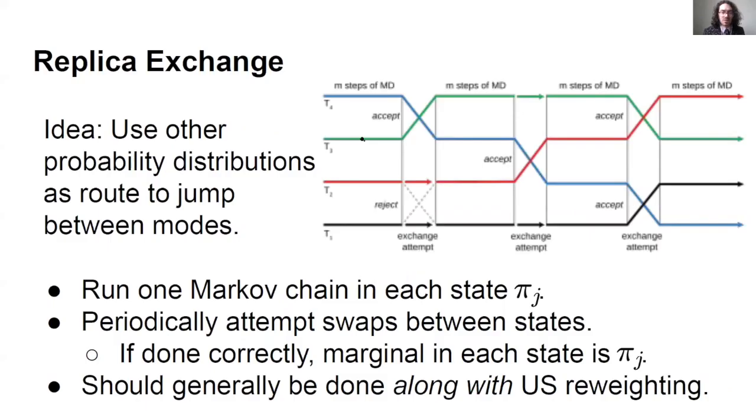So this is what it looks like. Often this is parameterized by another variable called T in molecular dynamics. Then I periodically attempt exchanges between my various different states, and I accept and reject them using a separate rule. If I do this correctly, the marginal in each state is exactly pi j. So the marginal in the beta 1 simulation is exactly my original density, and people often just take that marginal for their sampler.